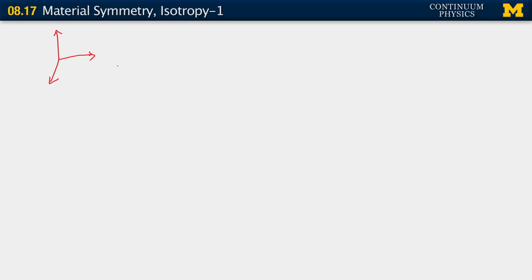All right, we have our basis. Let me label this basis E1, E2, E3. Now, let me draw the reference configuration of the body.